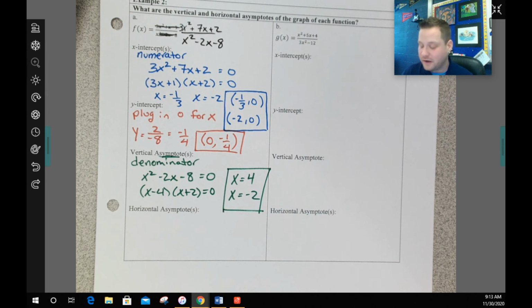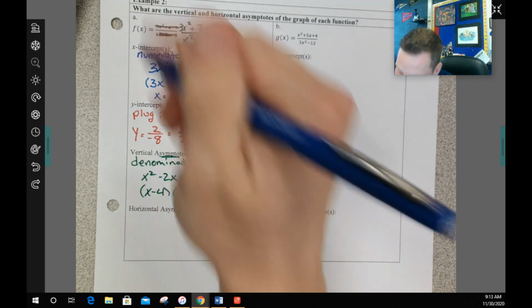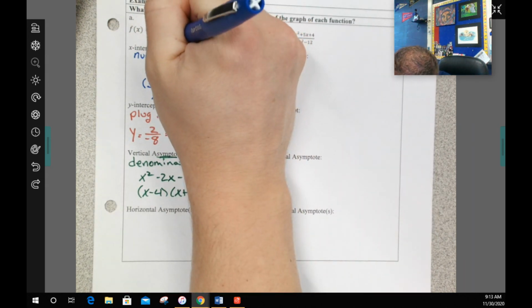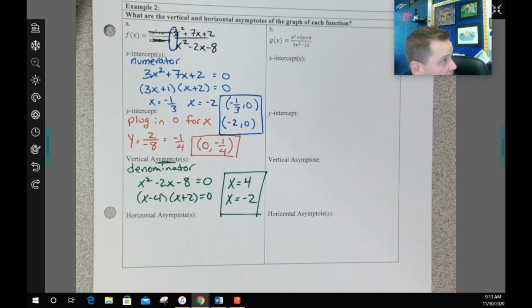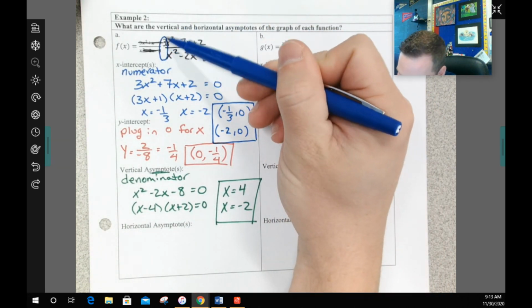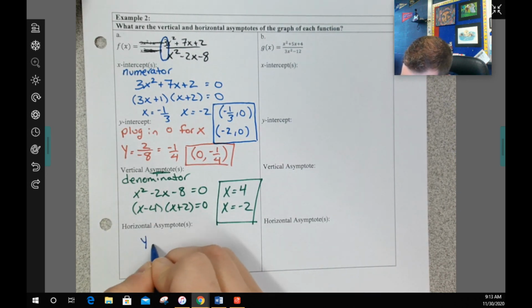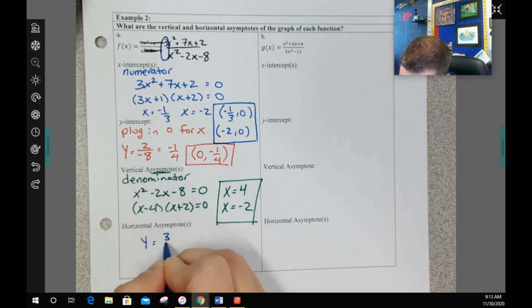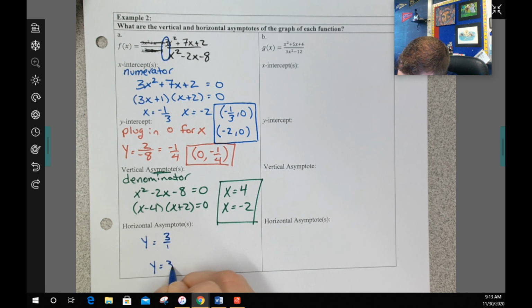The last thing we're asked to find is the horizontal asymptote. So remember, for horizontal asymptotes, we look at our degrees. If the degrees are the same, which they are for this problem, you take your leading coefficients and divide them. So in this case, my leading coefficients for the problem that I created are 3 and 1. So we have a horizontal asymptote at y equals 3 over 1, or just y equals 3.